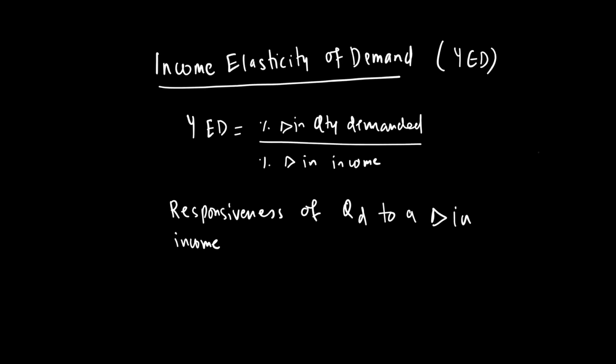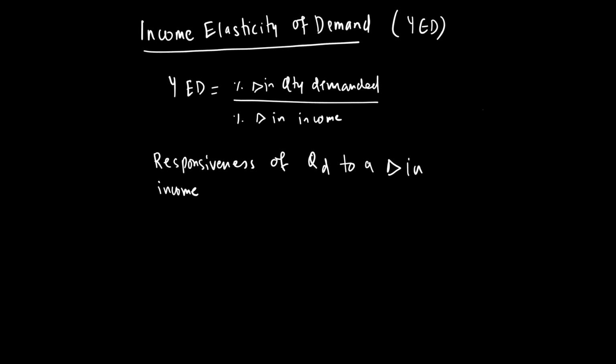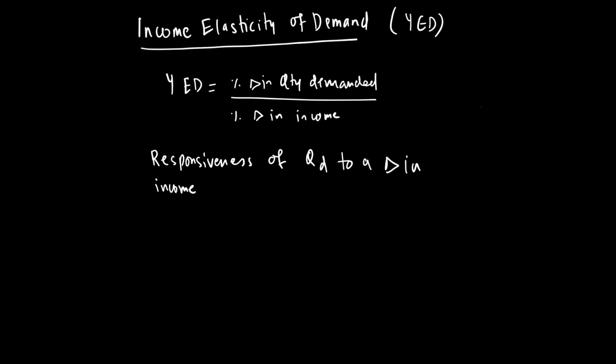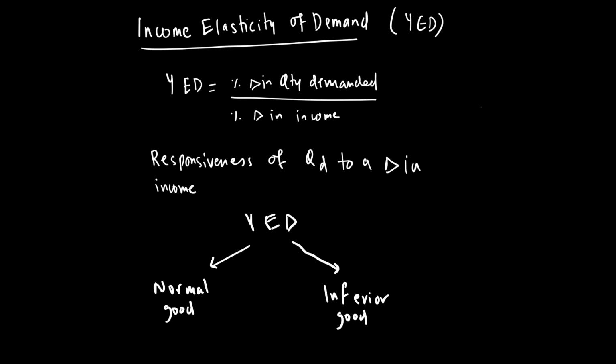YED is very useful because it tells us the nature of the good for two kinds of goods. So when we look at YED, it can tell us if the good is normal in nature, a normal good, or if the good is what we call an inferior good. And let me explain why.